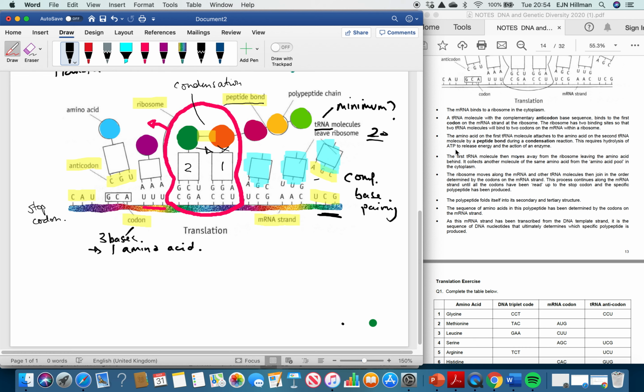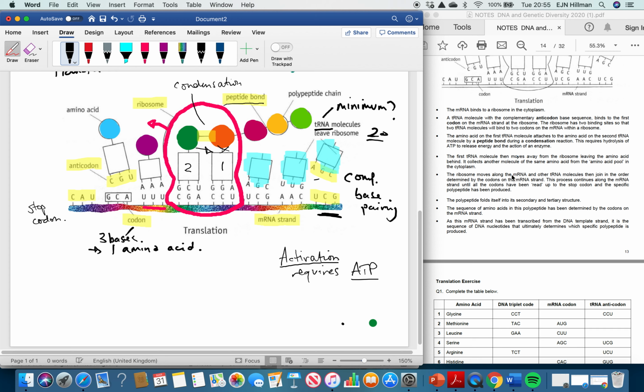And after these tRNAs move away, they go and collect more amino acids from what's referred to here as the amino acid pool. And that process of binding a new amino acid is called activation. And that activation requires, you probably guessed it, ATP. So protein synthesis itself, for a number of reasons, is quite reliant on a supply of ATP. One of those processes that requires ATP is activation.